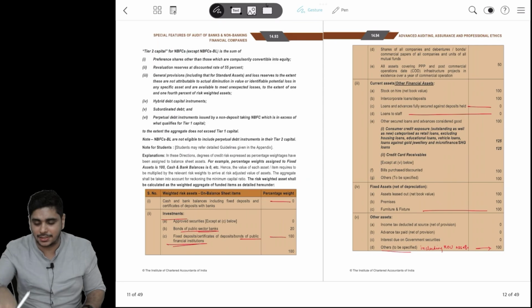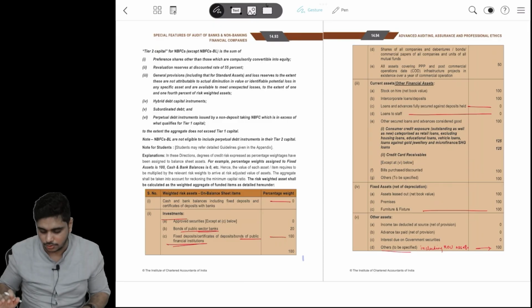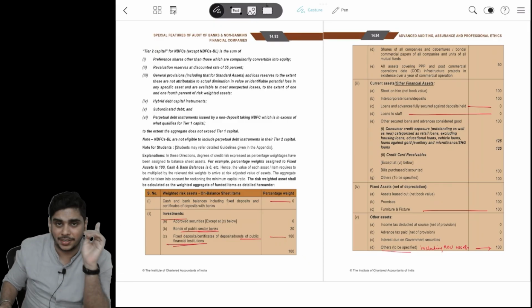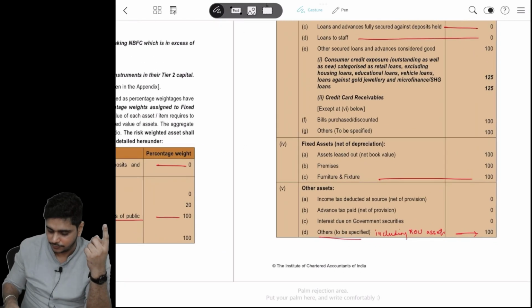There was a question on this in the September 25 attempt, on the risk weighted assets calculation. So you do it from the module. There was an MCQ. Please check the September 25 suggested answers. For the first time it came. So here they have added.